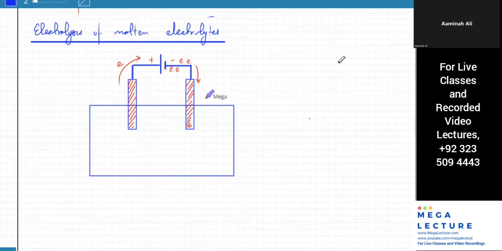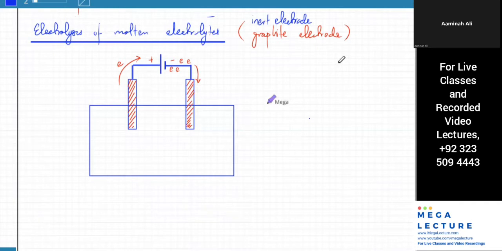So I said these terminals are made from graphite. So these are graphite electrodes. Graphite is carbon. It's very unreactive. It's considered an inert electrode. So this one over here is an inert electrode. The only purpose of graphite is to act as a point, as a terminal. That's it. So it's an inert electrode.